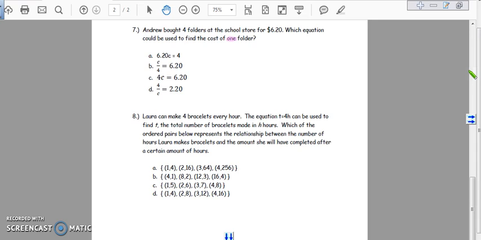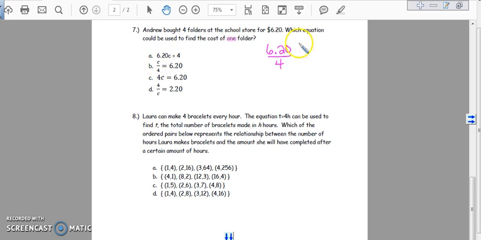$5, 5 hours, I made $50. I really got paid how much? $10 an hour. So what operation did I do? I did division. So I have to take $6.20 and have to end up dividing by 4. And that's going to give me the cost.